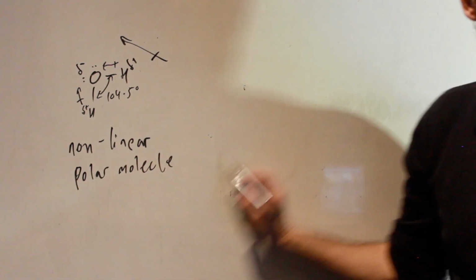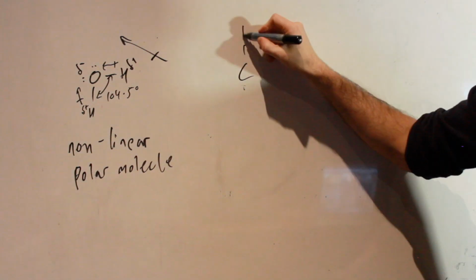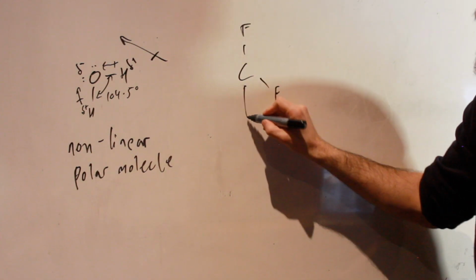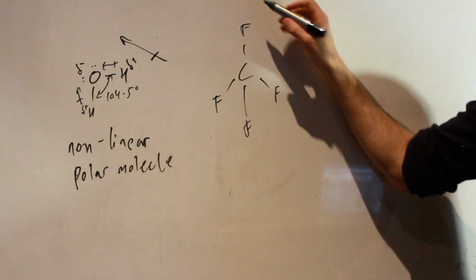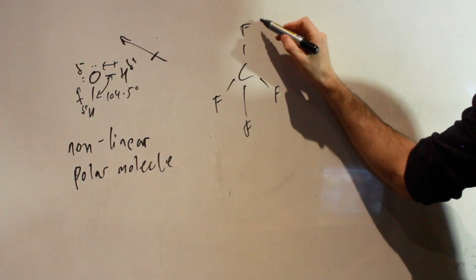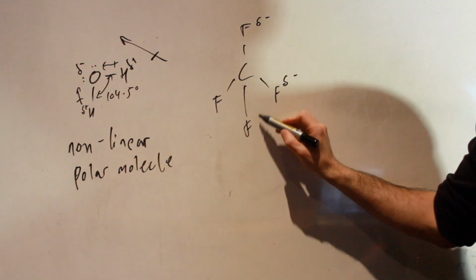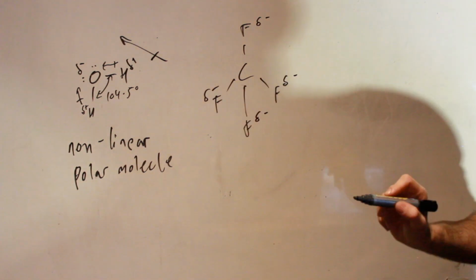All right, CF4. CF4 is going to look like this. Carbon is going to make tetrahedral because it is sp3 hybridization. Fluorine is the boss of electronegativity. So these are all going to be delta negative, delta negative, delta negative.